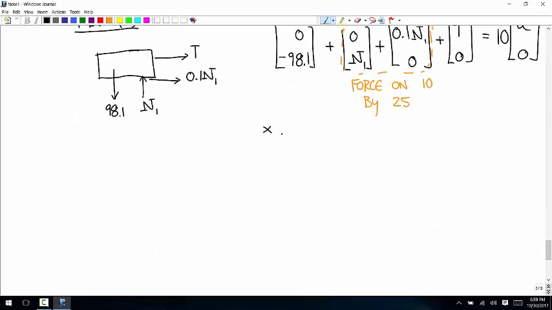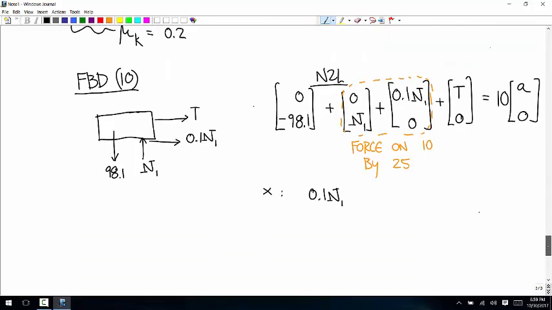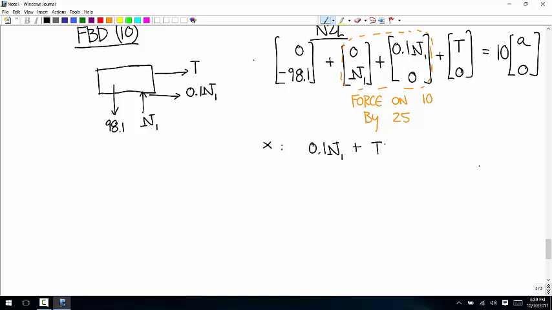So the x equation says N1 plus T is equal to 10a. The y equation says negative 98.1 plus N1 is equal to 0. So with these friction problems, we always use the y equation to solve for the normal force and then plug that into the x equation. So this one says N1 is equal to 98.1.